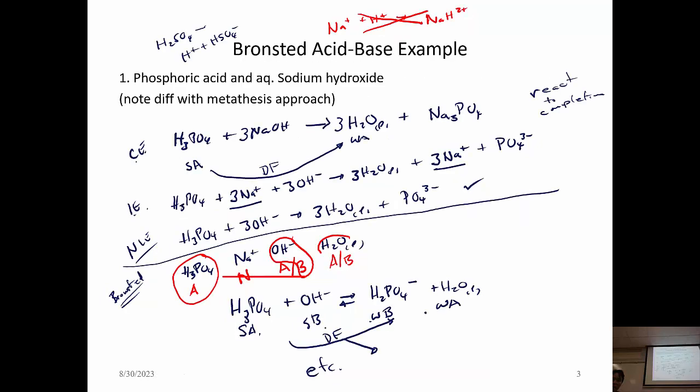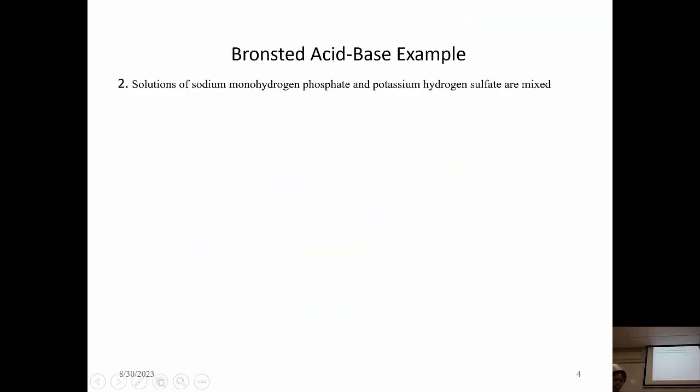Let me move to the next slide here. We're going to look at the sodium monohydrogen phosphate. Does anybody know the formula for monohydrogen phosphate? It's one hydrogen and a phosphate. If I have one H plus and a phosphate, which is 3 minus, what's the charge on monohydrogen phosphate? Minus 2. That means I need 2 sodiums to balance out the charge. And so the formula for sodium monohydrogen phosphate is Na2HPO4.